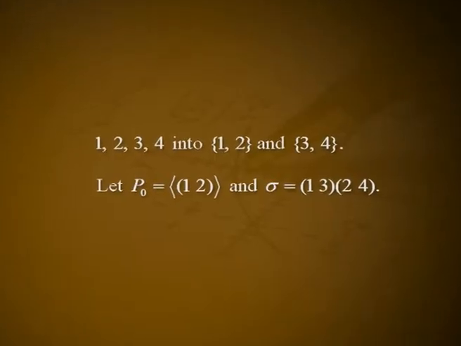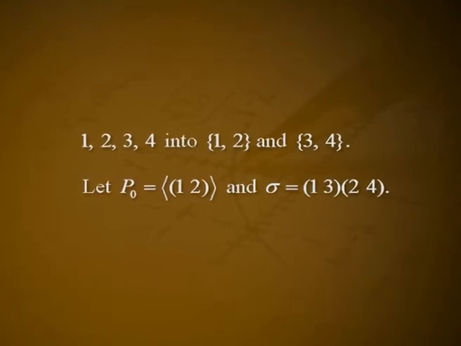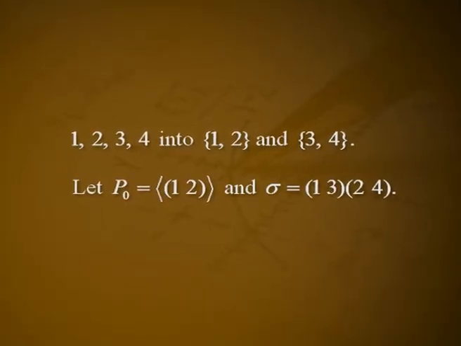Solution. Divide 1, 2, 3, 4 into the set {1, 2} and the set {3, 4}. Let P naught be equal to the cyclic group generated by the cycle (1 2), and sigma be the product of the cycles (1 3) and (2 4).